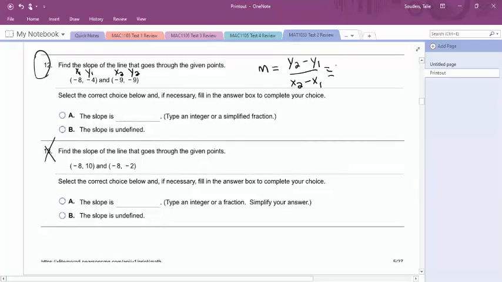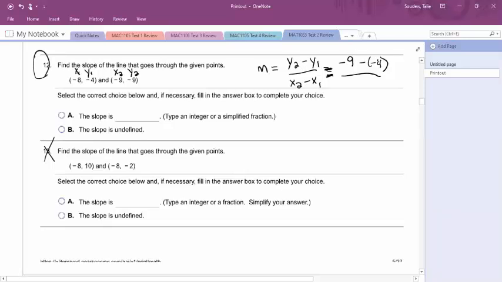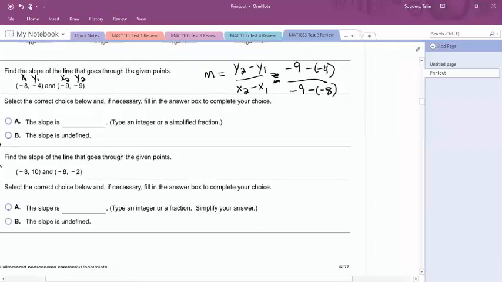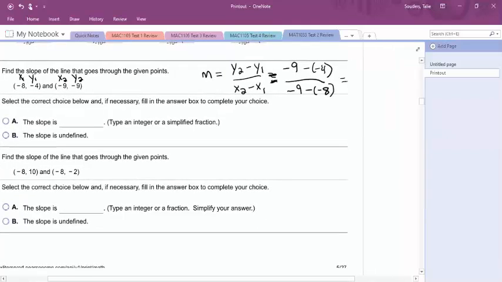So we have negative 9 minus negative 4, all over negative 9 minus negative 8. A lot of negatives here. And then anytime you have a double negative, it becomes a positive, right? So this is really negative 9 plus 4 over negative 9 plus 8.